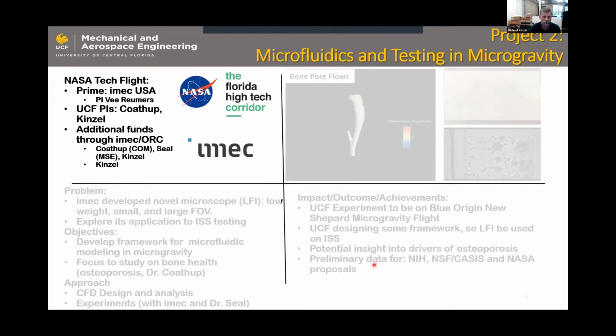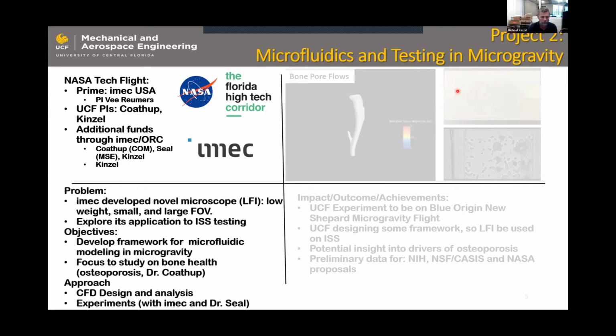So the next project I want to talk about is a project that we've been going on for about a year now. It's a NASA tech flight. It's in collaboration with IMEC, and it's funded by NASA. I'd say it also has a little bit of additional funds sitting around, including the Florida High Tech Corridor, as well as the IMC ORC, relating to this same emphasis. And the idea here is we're understanding microfluidics in microgravity.